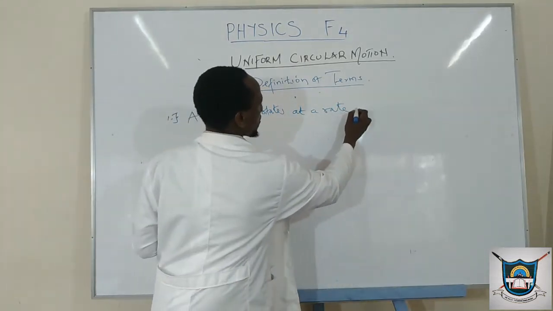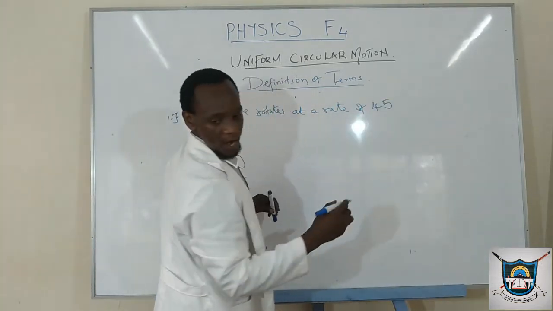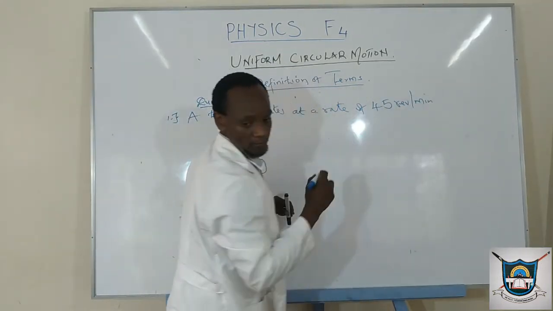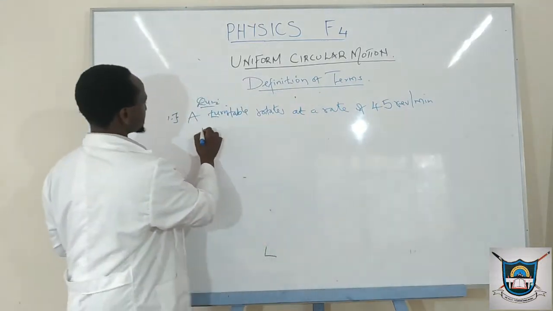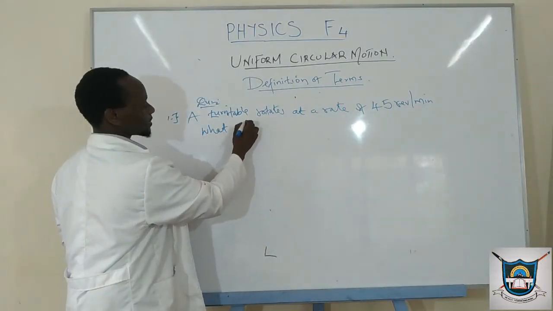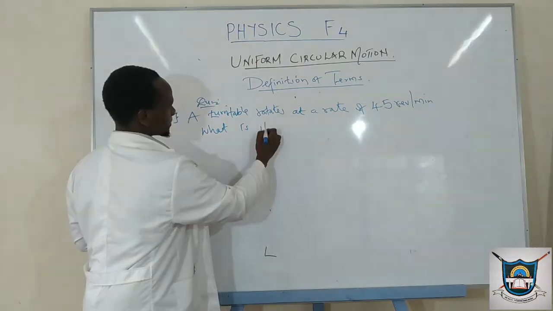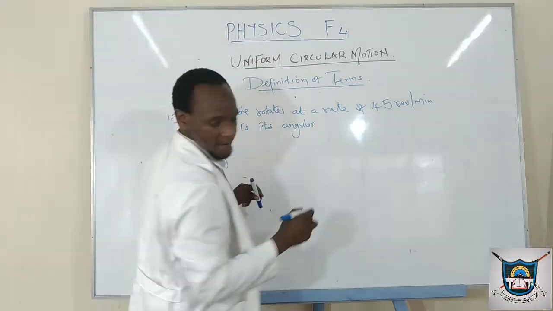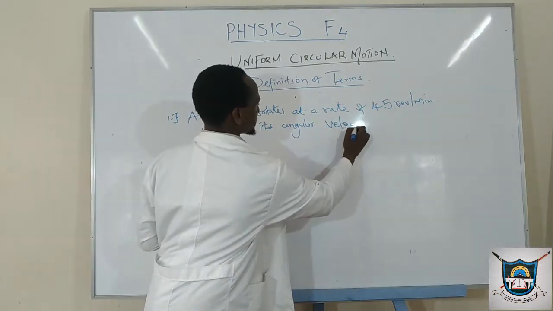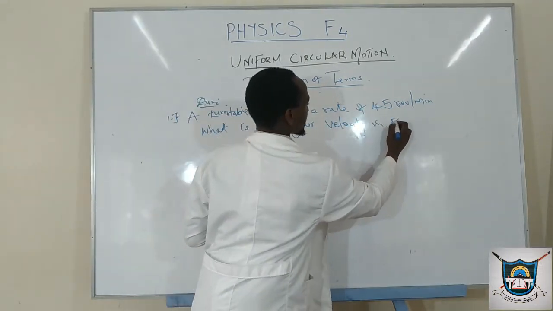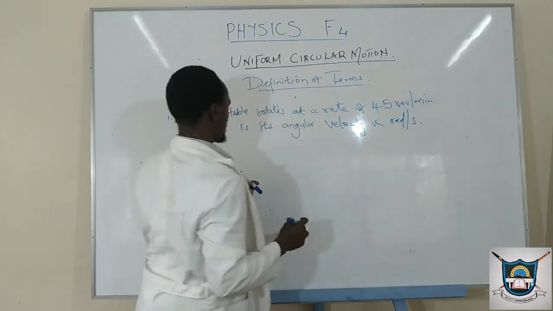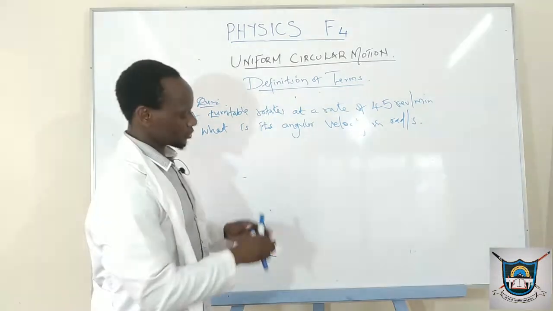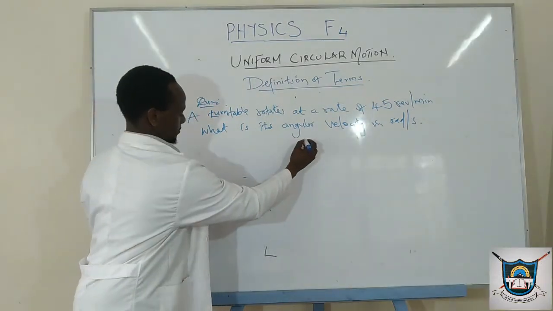rate of 45 revolutions per minute. What is its angular velocity in radians per second? Look at that question. Let us try to work out that question. Write solution.